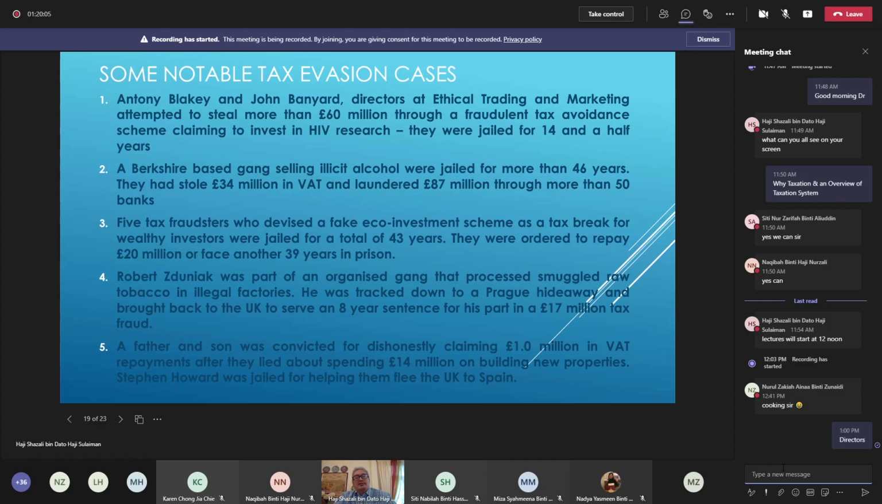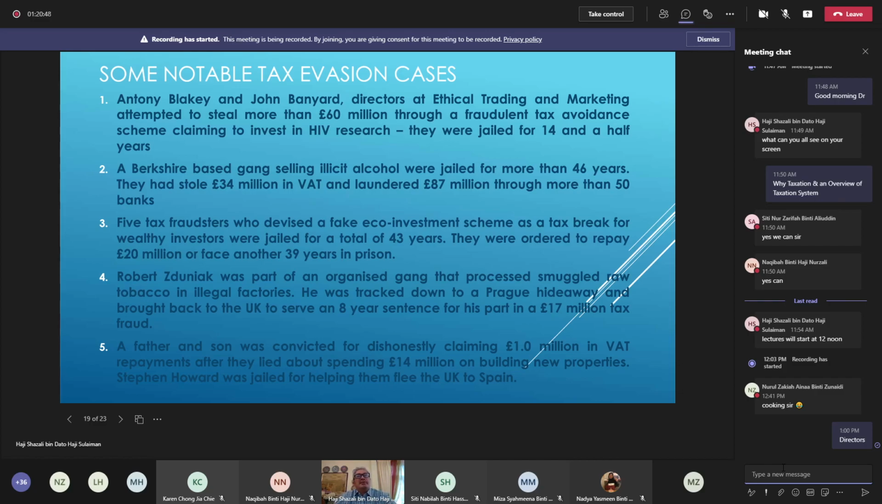So a lot of people are trying to tell the government that they're using the money to do research and development. In this particular year, HIV research. Now maybe companies might be doing cryptocurrency research, COVID research, whatever scheme they can come up with, in order to channel the money away from the actual true business. So what they do is they say, okay, we're doing this research, so it becomes an expense. When it becomes an expense, it reduces your taxable income, and hence you pay lower tax. So when they were caught, they were jailed for 14.5 years.